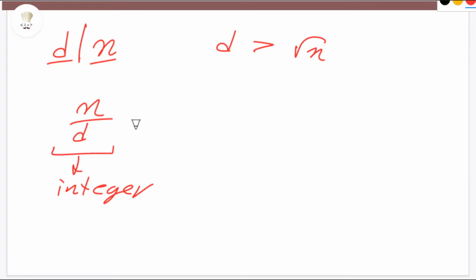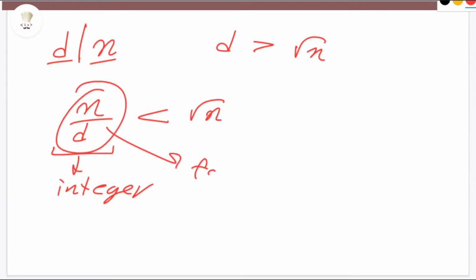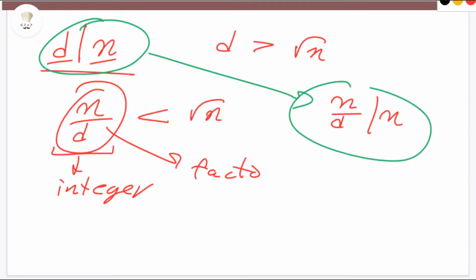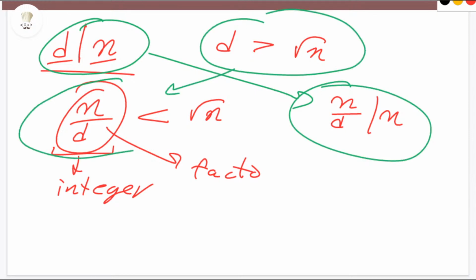And what would be its value? As D is greater than square root n, this value, n by D, would be less than square root n, right? And this value would also be a factor of n, right? If D is a factor of n, then n by D is also a factor of n, right? And if D is greater than square root n, then we can say that n by D is less than square root n.